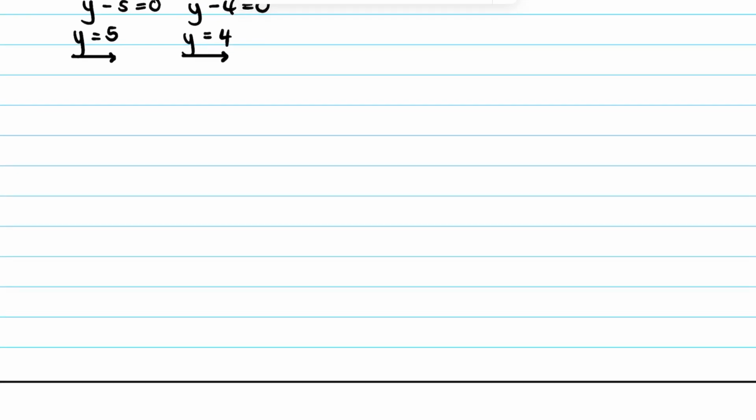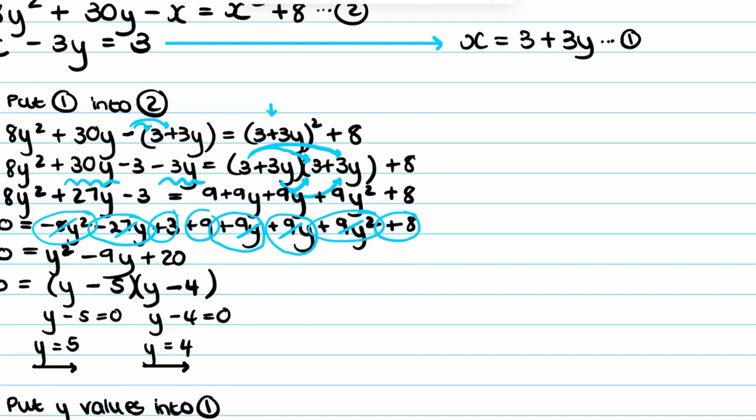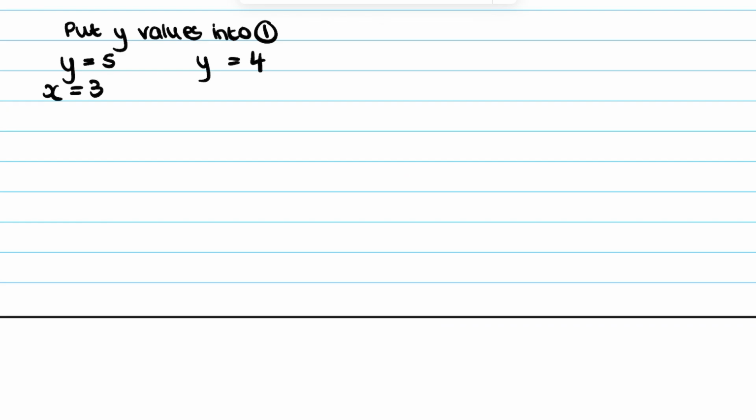Now what we want to do, I'm just going to move up. We want to put these y values into our other equation. So we're simply going to say y is equal to 5 and y is equal to 4. And then I'm just going to quickly write down my equation. This one, I'm going to stick it at the bottom here. So that's going to be x is equal to 3 plus 3y, and x is equal to 3 plus 3y. Now I'm just going to substitute it in.